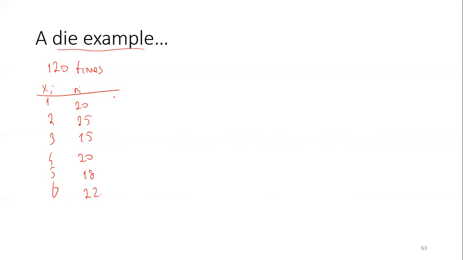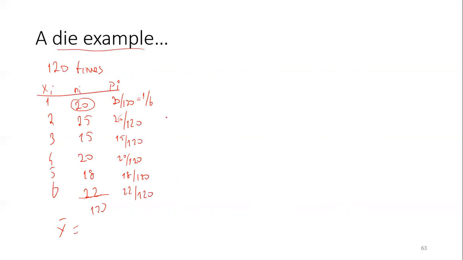So now I will find the expected value. I will find the x bar with the value that we have defined as before. So I will say pi here. So pi will be what? This is 20, right? So total you have 120. So pi is 20 divided by 120, which is equal to 1 over 6. And this is 25 over 120. This is 15 divided by 120. This is 20 divided by 120. 18 divided by 120. 20 divided by 120.